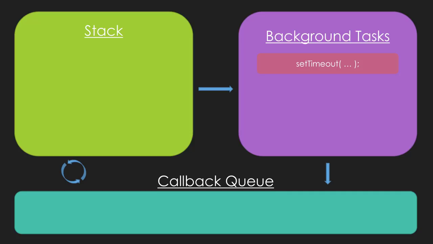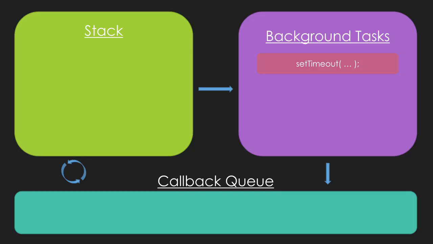During this time, Node will continuously check the callback queue. This is why you see these arrows representing a constant cycle. If there's any code inside the callback queue, then that code gets put into the stack. This only happens when the current stack is finished running. Right now, there is nothing in the callback queue, so nothing will run in the stack.